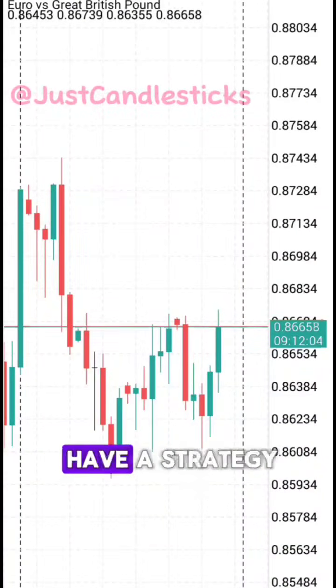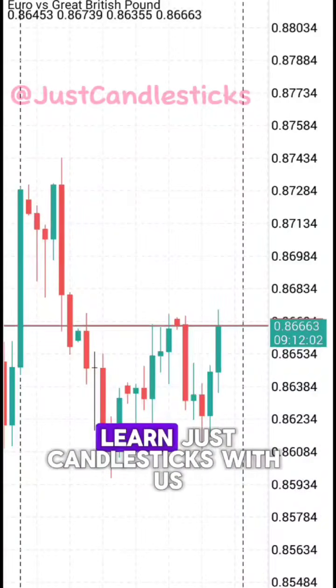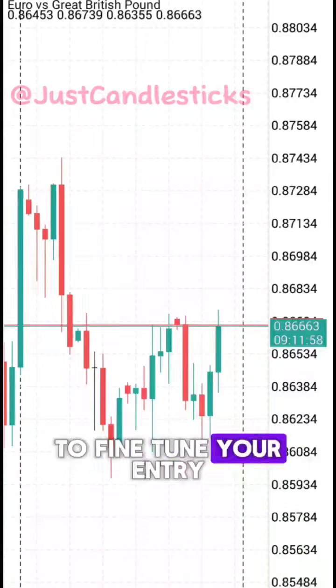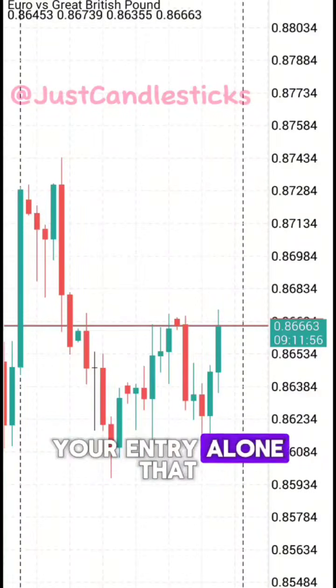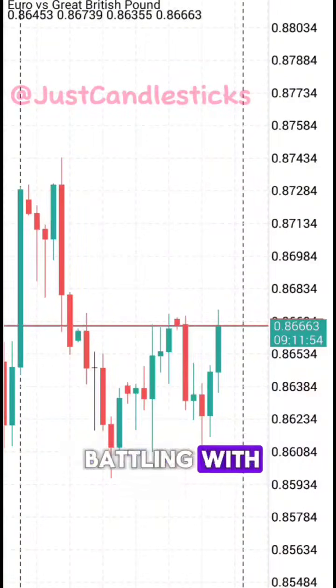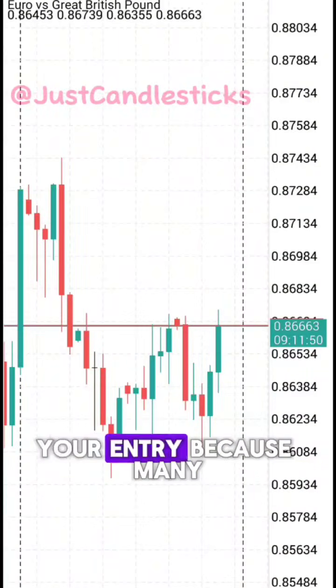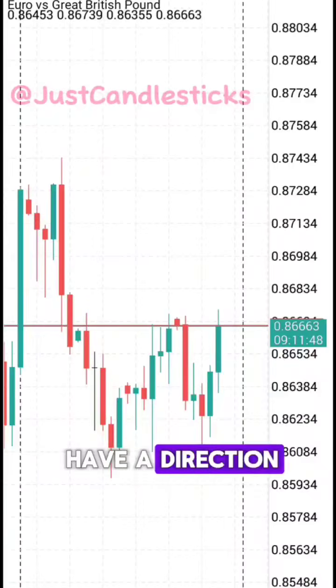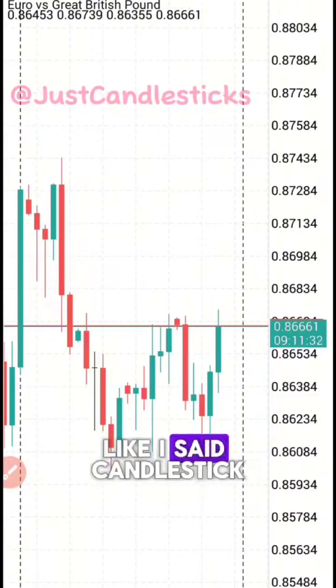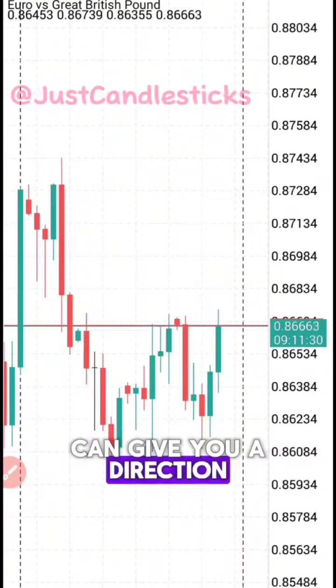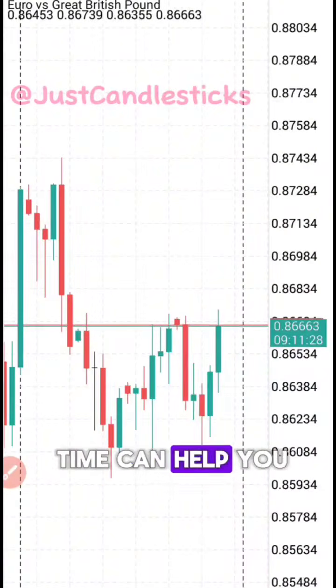So even if you have a strategy, if you come to learn just candlesticks with us, you will use it to fine-tune your entry. Even if it is your entry alone that many of you are battling with, it can escalate your winning ratio, because many of you can have a direction. Candlestick can give you a direction and at the same time can help you with your entry.